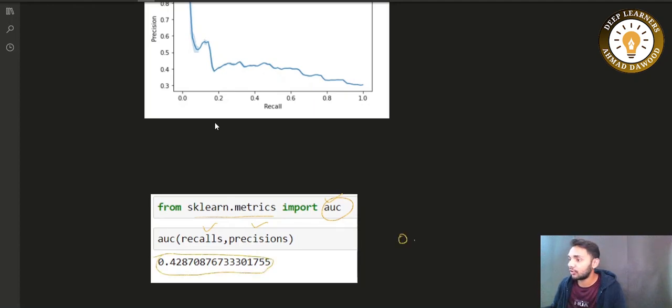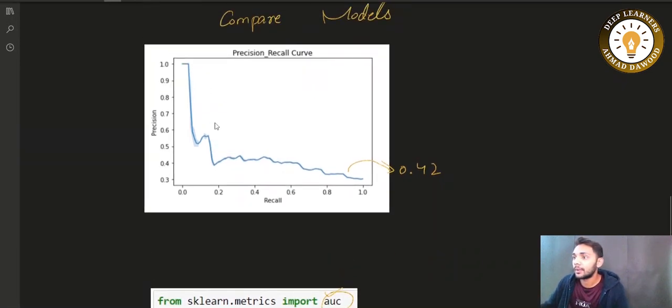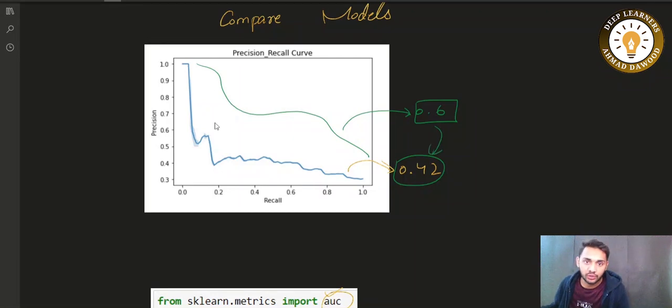Let's say this blue curve has area 0.42. And if some other curve, let's say the higher curve like this, has area, let's say, 0.6, then this model is better than this model. Okay, in this way you can compare the models also. Having multiple precision and recall values, you can visualize the curves in graphs, and if you want to see it in the form of scores, you can use the area under curve.